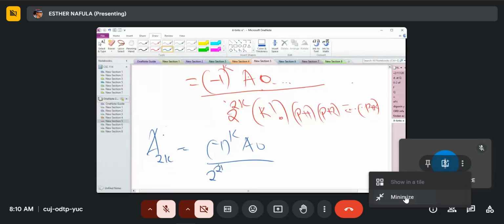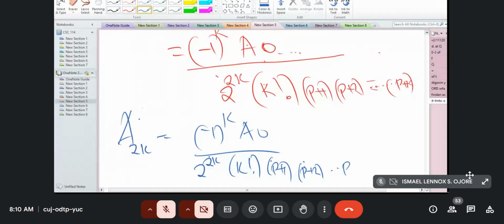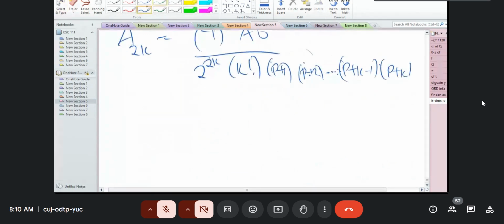2 raised to 2k times k factorial times p plus 1, p plus 2, p plus k minus 1, all the way up to p plus k. We let A naught be given by 1 over 2 raised to 2p times gamma of p plus 1.